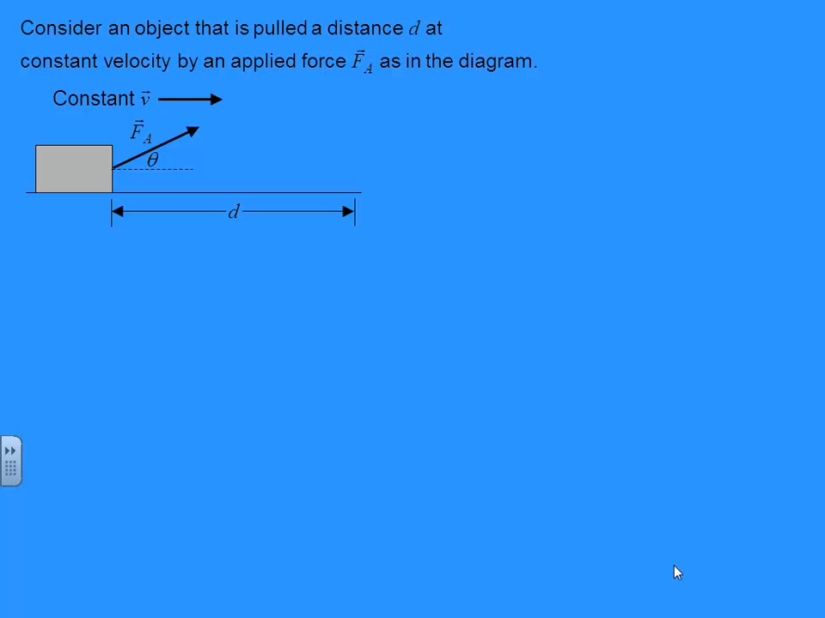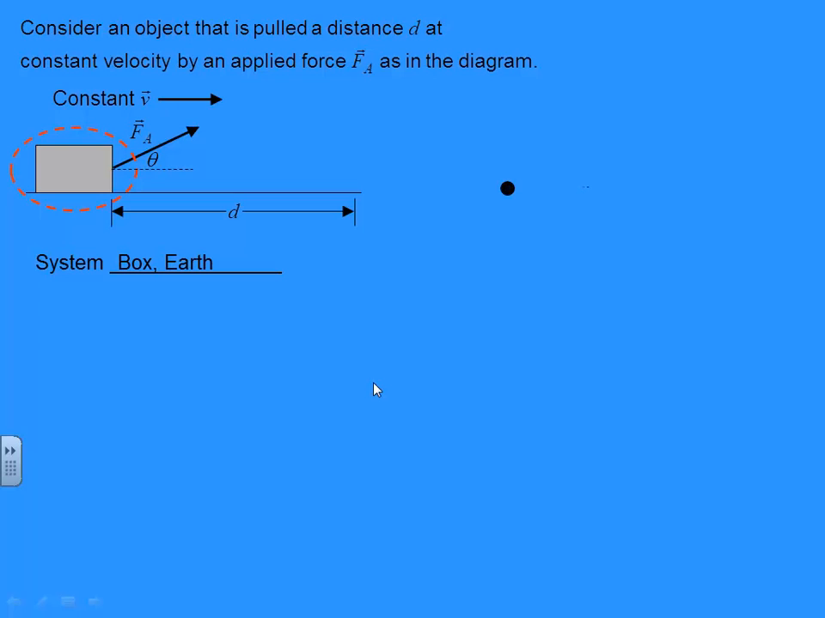Here's an example of a box that's being pulled at an angle theta by an applied force F of A through a distance d at a constant velocity. Our system here would be the box and the Earth, which of course is not isolated, as that applied force clearly pierces the system boundary. Something is applying this force, it's just not something that we know about.